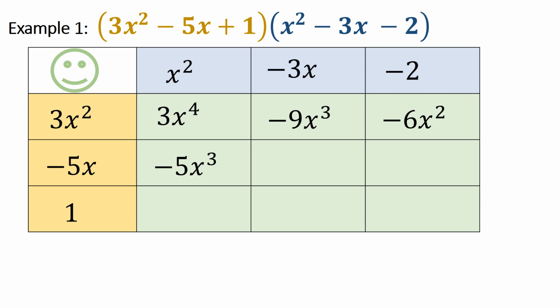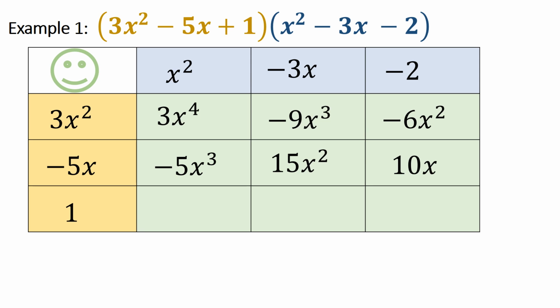Now I'm going to go negative 5x times negative 3x. A negative times a negative is a positive. 3 times 5 is 15. X times x is x squared. Now again, negative times a negative is a positive. 5 times 2 is 10. And x, there's no other there, so it's just x.